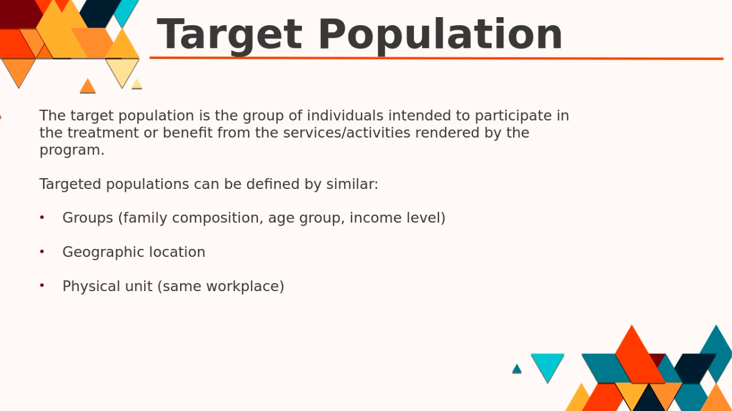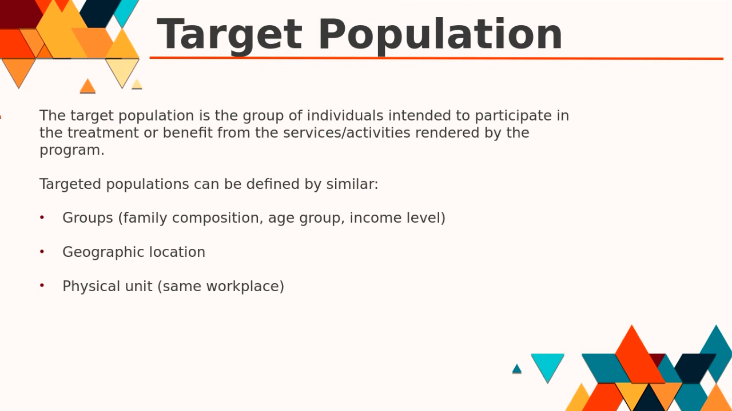So when I say family composition, you may be thinking about a 2-parent household or a single parent household. For age group, I gave an example a couple minutes ago about students that are 3 and 4 years old. You may have a population of teenagers or college students or elderly people. So there could be similar groups in terms of the family composition, age group, income level, geographic location. So we may be looking at a program that's operating in the southeastern part of the United States, for example.